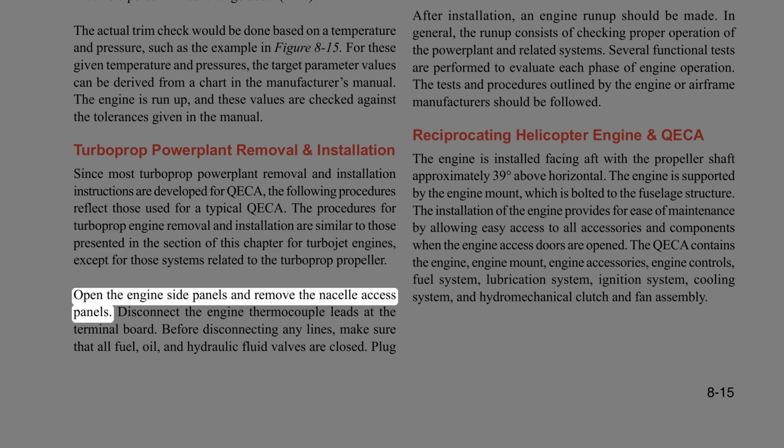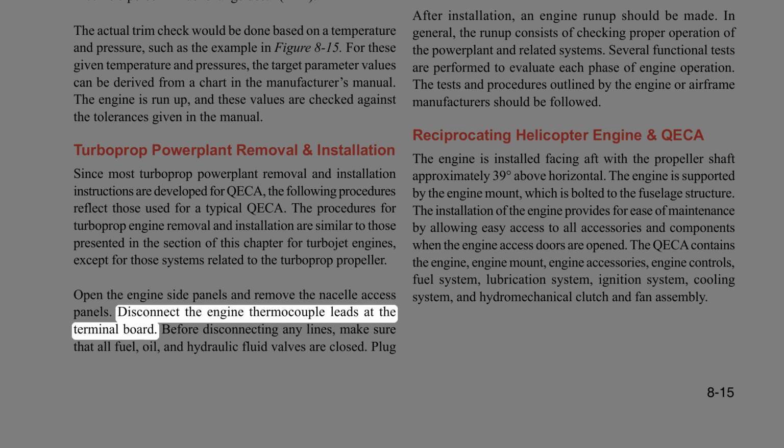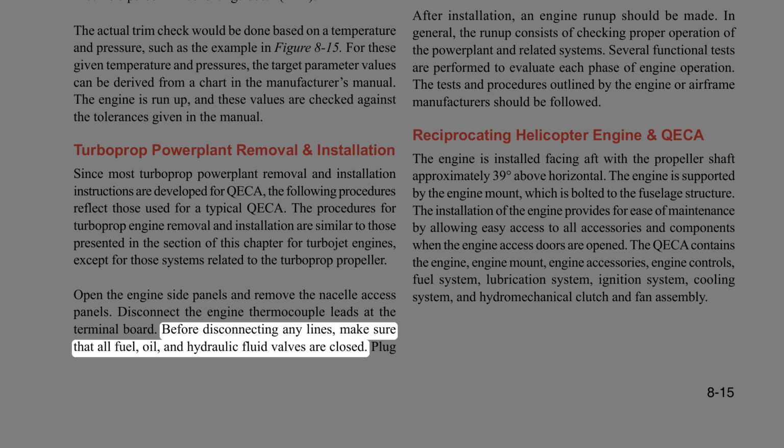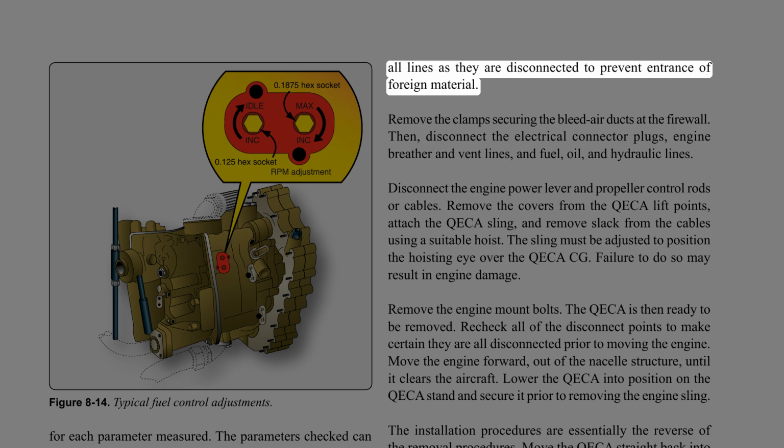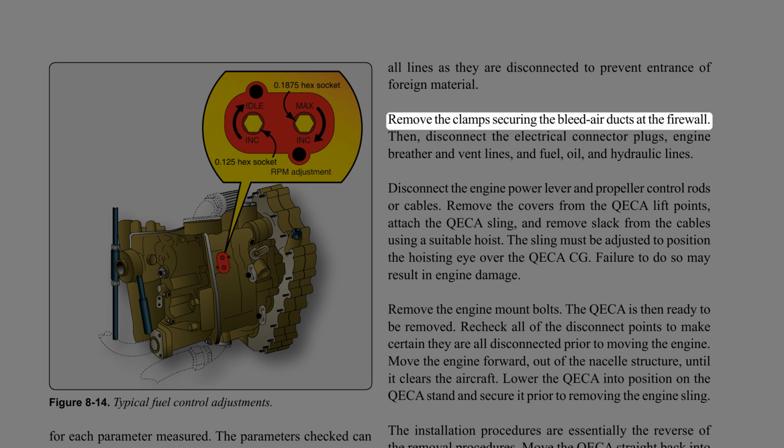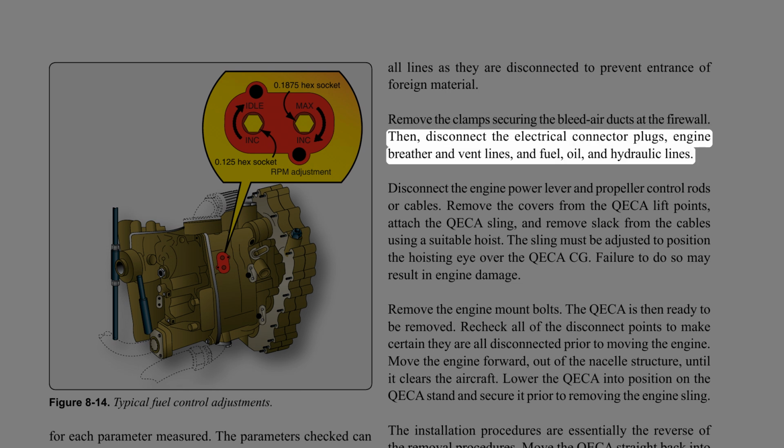Open the engine side panels and remove the nacelle access panels. Disconnect the engine thermocouple leads at the terminal board. Before disconnecting any lines, make sure that all fuel, oil, and hydraulic fluid valves are closed. Plug all lines as they are disconnected to prevent entrance of foreign material. Remove the clamps securing the bleed air ducts at the firewall. Then, disconnect the electrical connector plugs, engine breather and vent lines, and fuel, oil, and hydraulic lines.